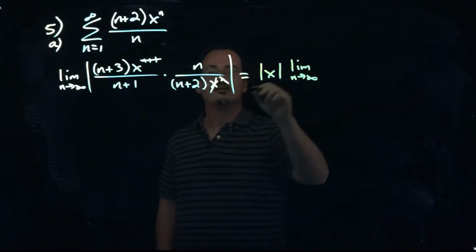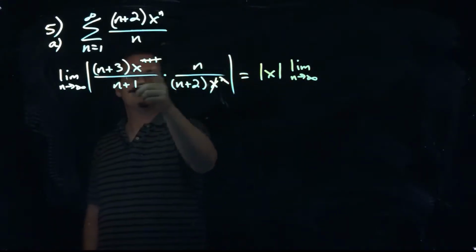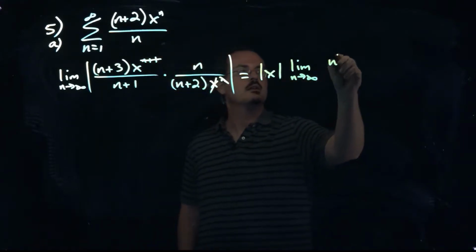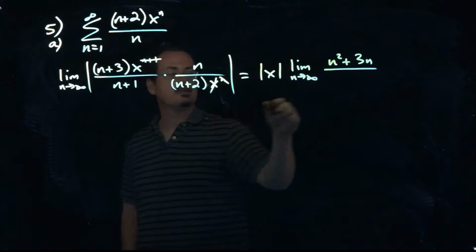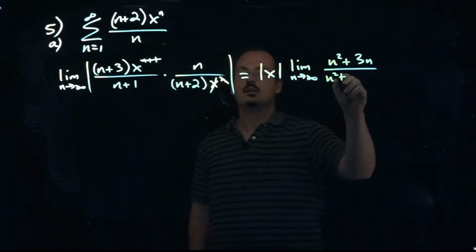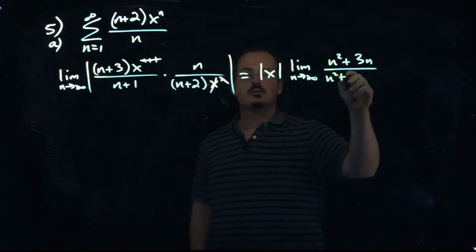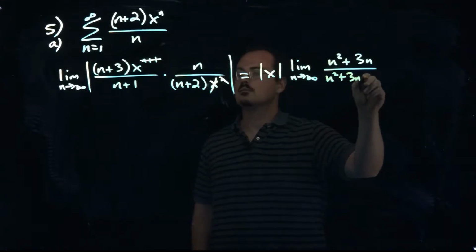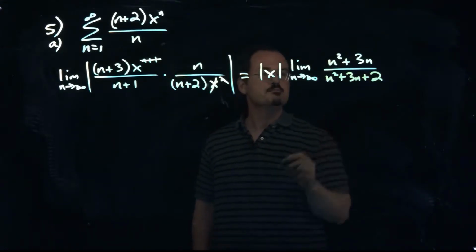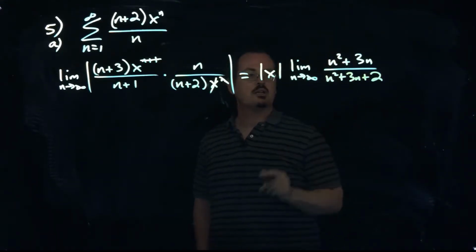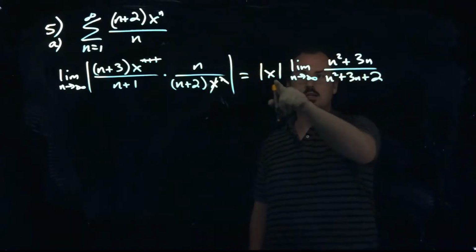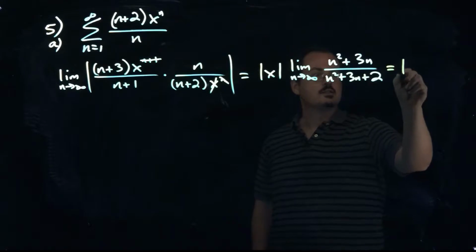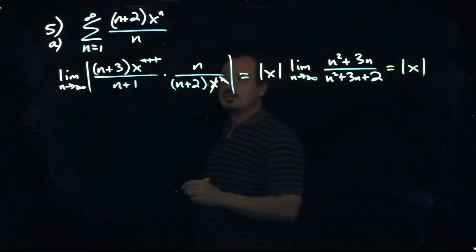And then what's left? n plus 3 times n gives us n squared plus 3n over, and if we multiply this out, we get n squared plus 3n plus 2. In this limit, n squared over n squared, both have coefficients of 1, so that whole limit is just 1. That tells us that this overall limit is the absolute value of x.